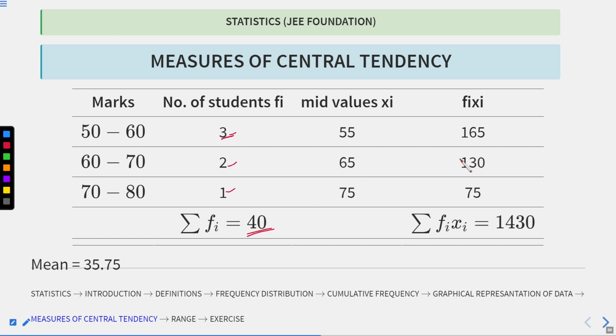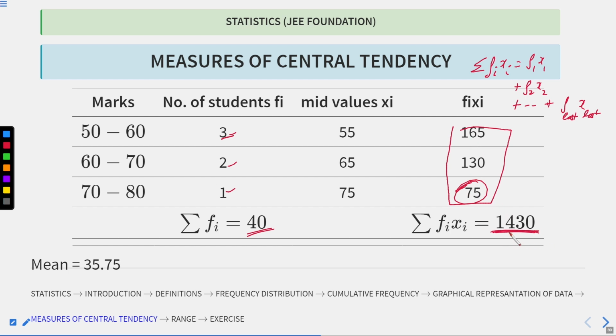Okay, now in a similar manner we will find out the sum of fi xi, which will be f1 x1 plus f2 x2 plus till f last term x last term. So this is my last term, so I'll add all of the above terms. So the final answer is written over here, 1430.